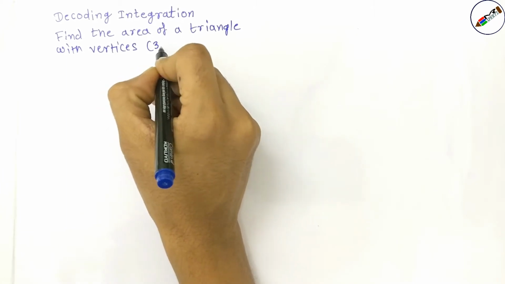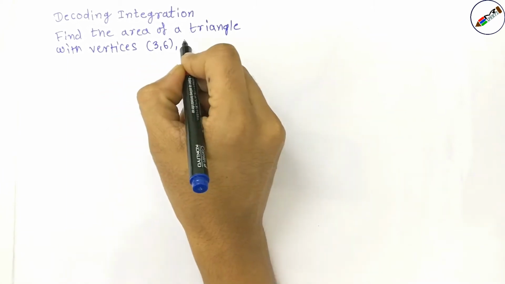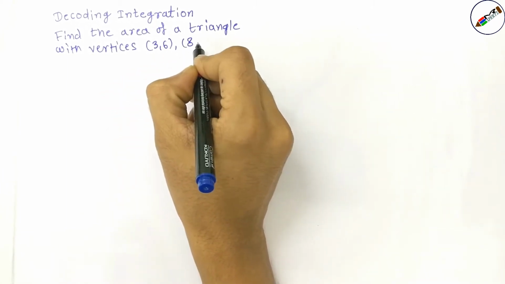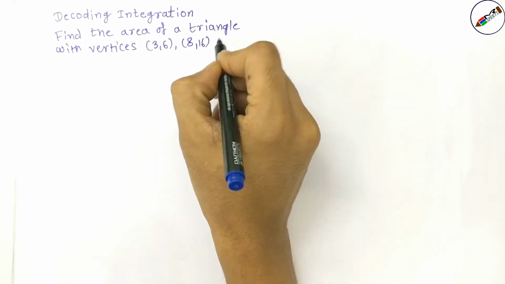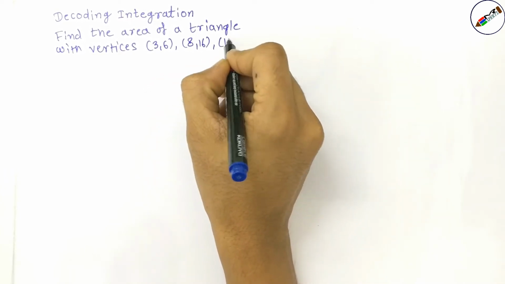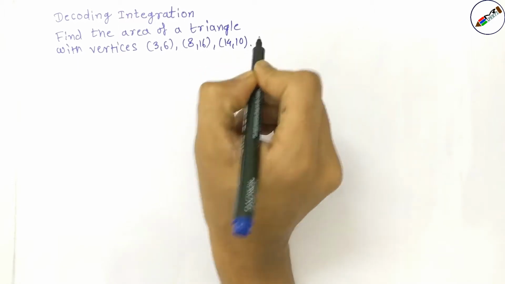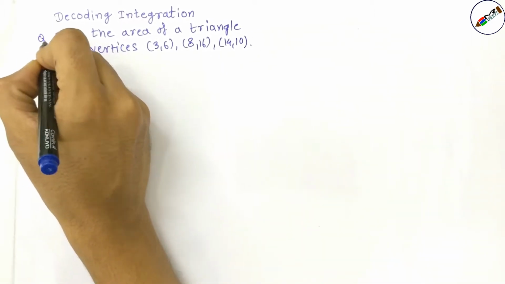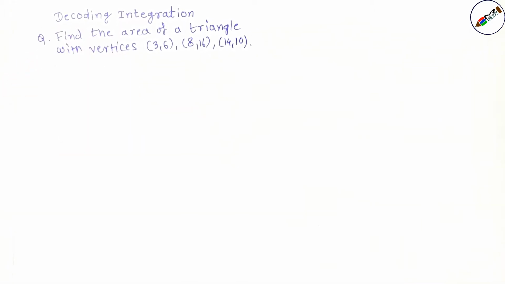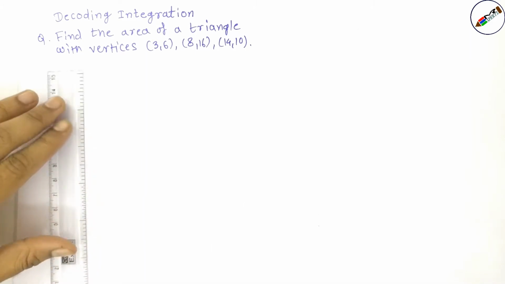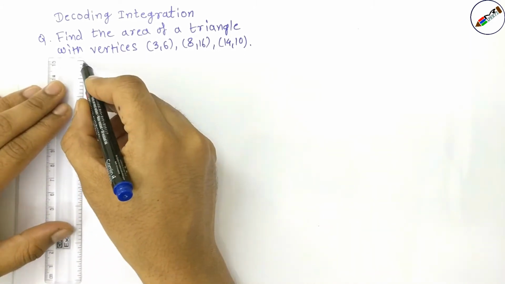3 comma 6, that is the first vertex. The other one is 8 comma 16 and the third one is 14 comma 10. This is our question. We need to find the area of this triangle. So first of all, let me try and draw the triangle on the graph, a rough diagram.